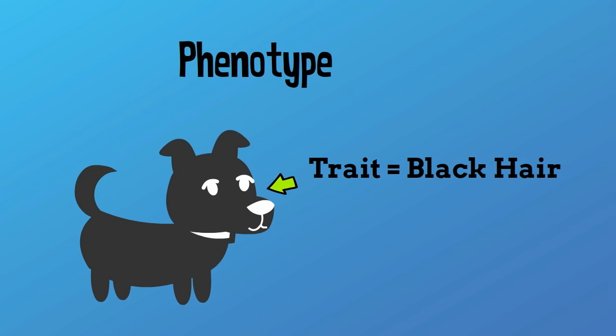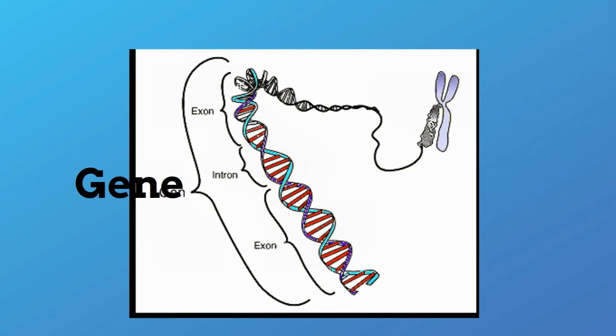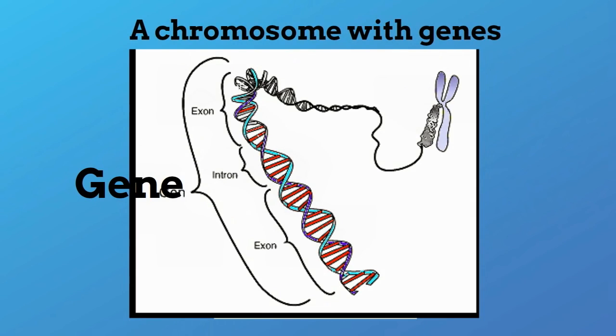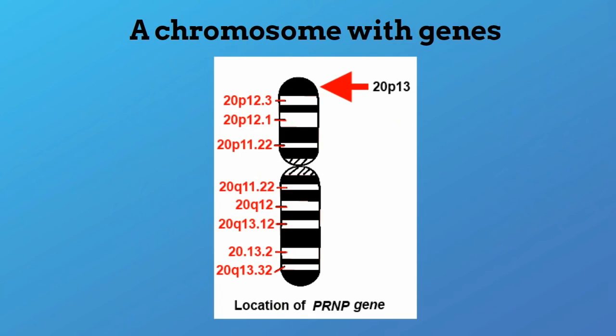Your genetic information is stored in your chromosomes on sections called genes. A gene is a portion of DNA that codes for a trait. The following picture illustrates this. If you look at this drawing of a gene, the different sections are your genes.